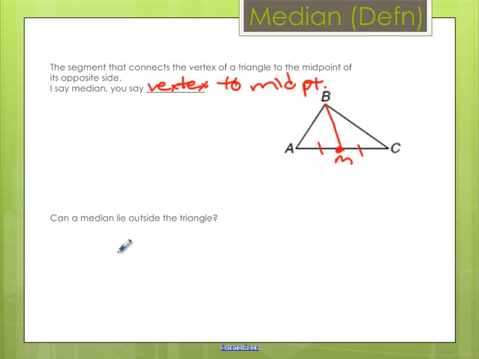Can a median lie outside a triangle? Unlike the altitude, this one can't because it has to connect to a point that's inside the triangle. So as long as it's connecting to a point inside the triangle like the median is, it cannot be outside the triangle.